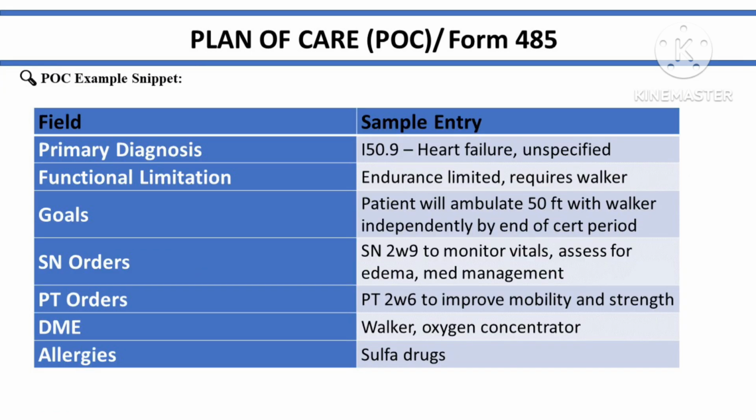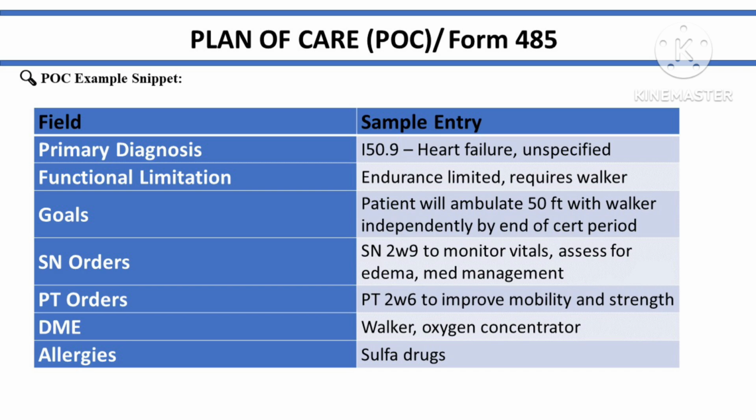In this table, I have provided some examples for a few important fields. Primary diagnosis section includes diagnosis information like I50.9 for heart failure. Functional limitation includes endurance limited or requires walker. This section explains if the patient has any issue or limitation to complete physical activity and also provides information about what type of assistive devices or assistance is required to complete daily living activities.